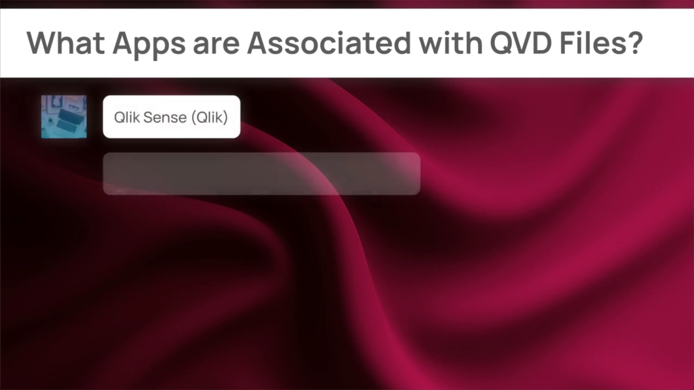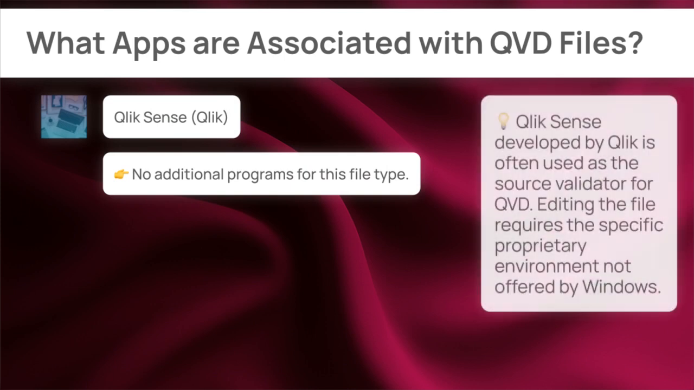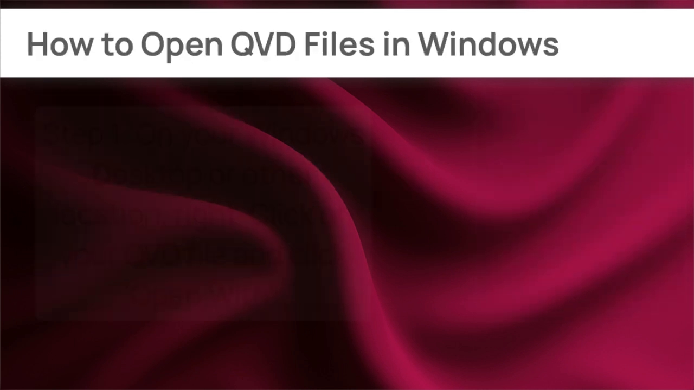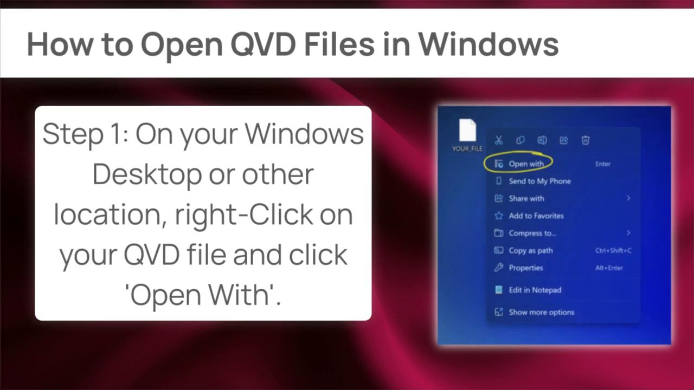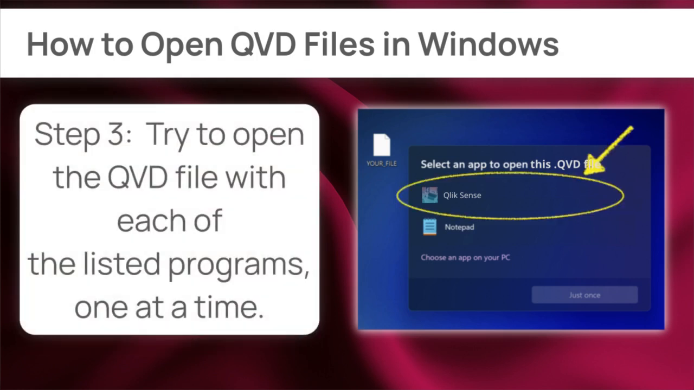The industry standard application for QVD is considered to be Qlik Sense from Qlik. Editing the file requires the specific proprietary environment not offered by Windows. Windows cannot display the structured data inside these files, so database software is needed to read them. Your reliable starting move is the Open With action. Right-click the QVD file and select Open With. If Qlik Sense is installed, use it. If not, choose another program. We must find the app that claims the file.